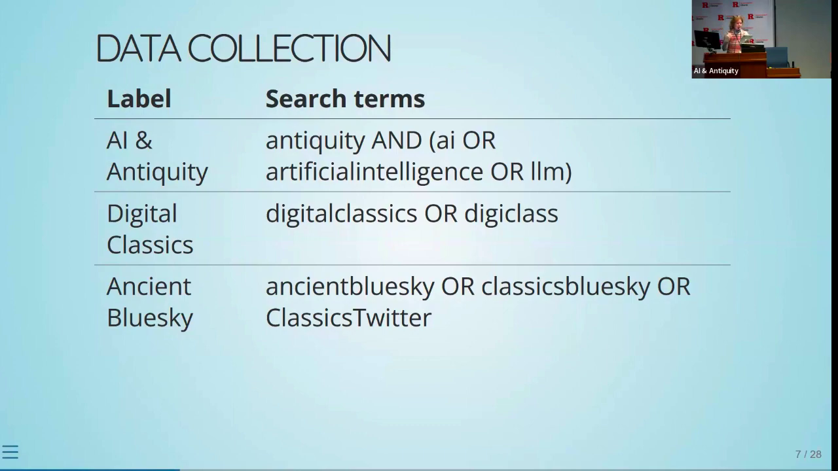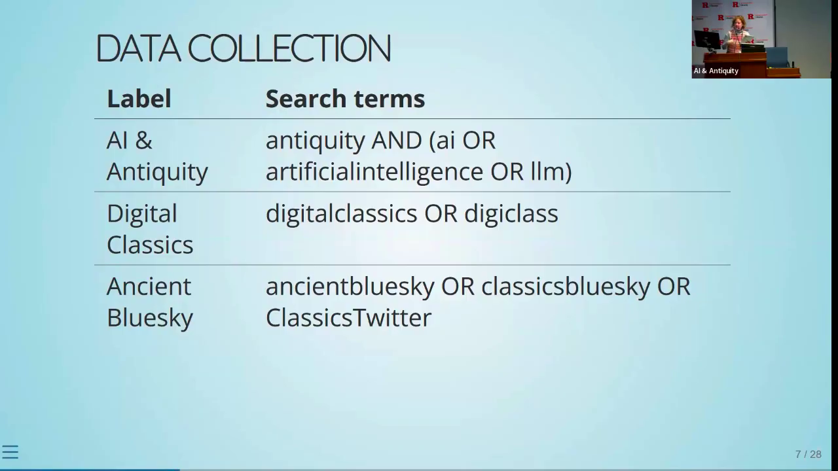I will say that the API doesn't tolerate very elaborate Boolean searching. So I'm expressing my search as a Boolean string, but in point of fact, I had to make an API call for antiquity AI, and then antiquity artificial intelligence, and then antiquity LLM, and so on and so forth, because it didn't like the OR operator, but it does assume the AND.